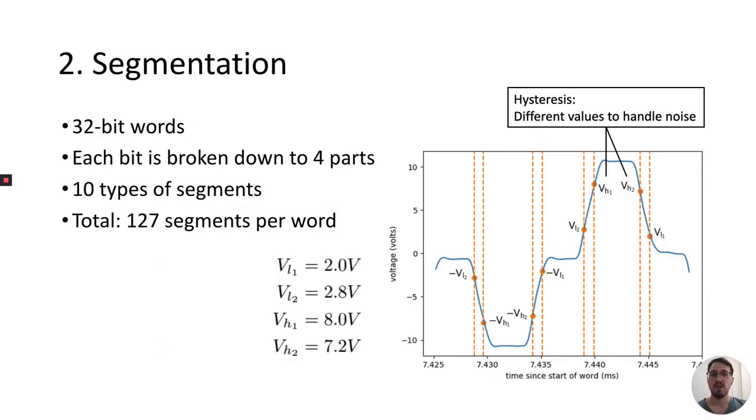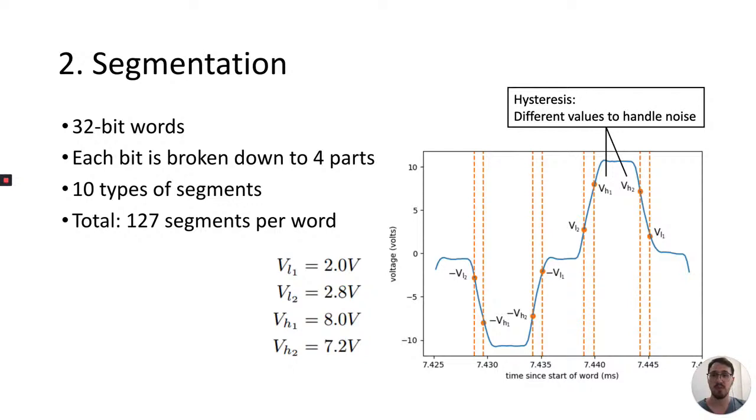Now we perform segmentation based on voltage levels. There are 10 types of segments: low, high, 4 transitions (null to low, low to null, null to high, and high to null), and 4 types of null, because the shape of the null depends on the bit before it and the bit after it.